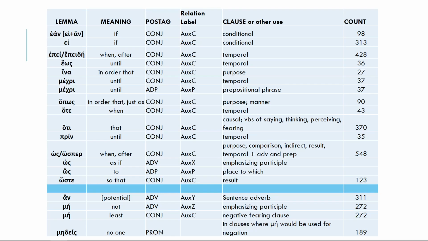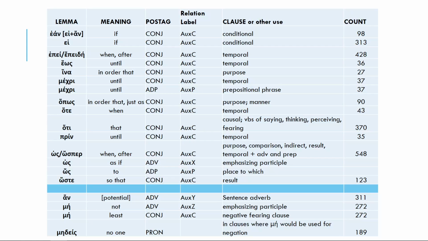I've given you this handout for this chapter, which lists all the subordinating conjunctions we've talked about thus far, and gives you a meaning. Whether they're labeled conjunction, I'd like to point out that several of them, mechri and hos, can also be prepositions. And hos can also be an adverb. It's kind of a multi-purpose word. We'll talk about that more when we get to participles. And the type of clauses they're typically used for.